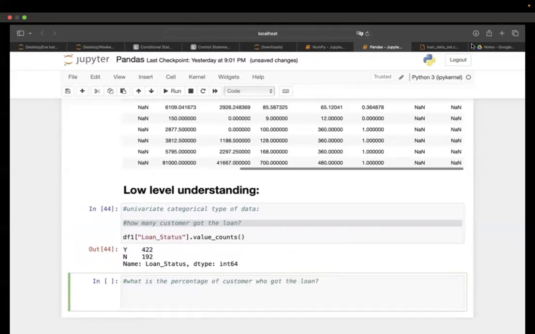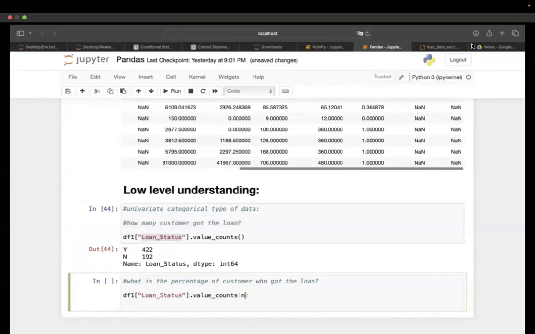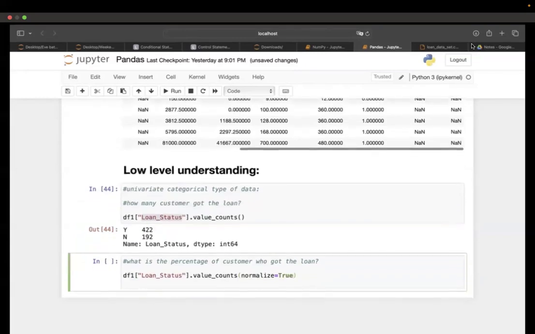Coming back here, can I write df1 of loan status again, selecting that particular column, writing value counts again, no difference. Simply writing normalize equals true. This will help you convert your values or counts into percentage format. Whenever you mention normalize equals true inside value counts, it is going to convert your numbers into percentages.